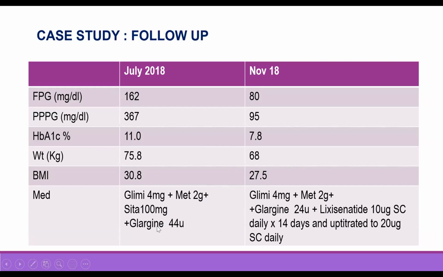And if the patient responds, some of the patients respond very nicely with the GLP-1 receptor therapy, and you will find there is a significant improvement in the glycemic control, as you can see in this patient, from 11 to 7.8, and you will find there is a reduction in the glargine dose, and very, very important reduction in the body weight as well.